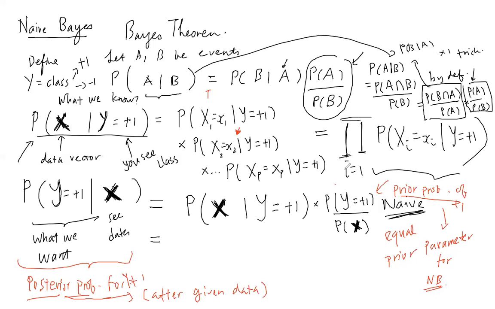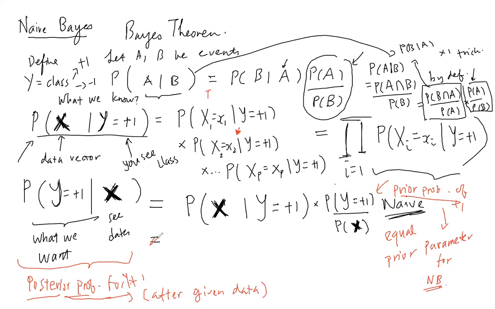Simply because your prior there is not actually reflecting the actual distribution correctly. It doesn't have to reflect it exactly correct, but in some kind of neighborhood. As long as it's close enough, it should be okay. All right, so that's the prior. So this is the posterior probability for plus one.